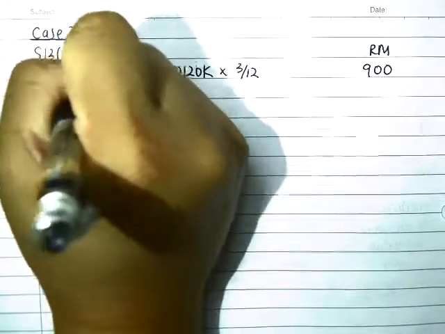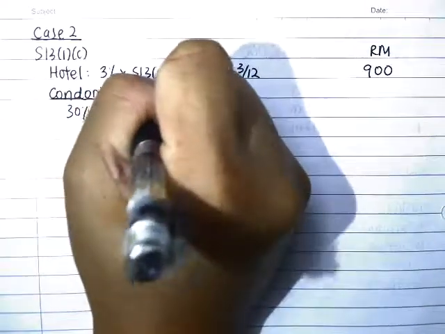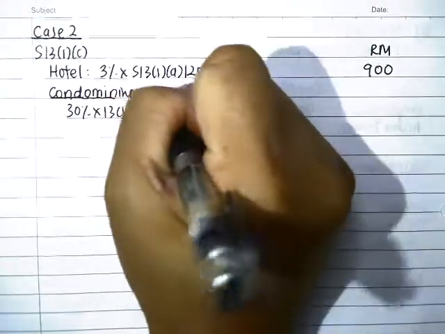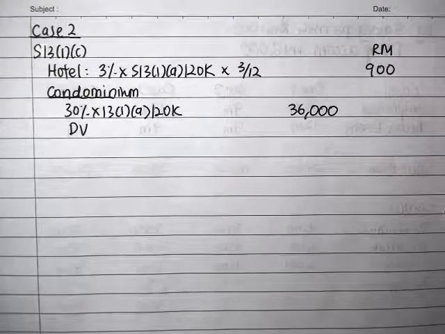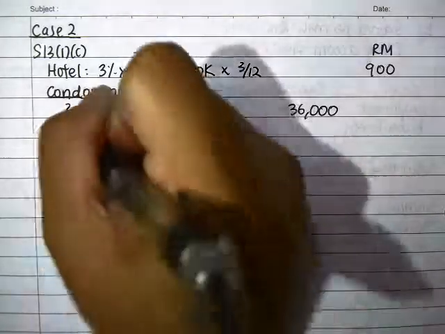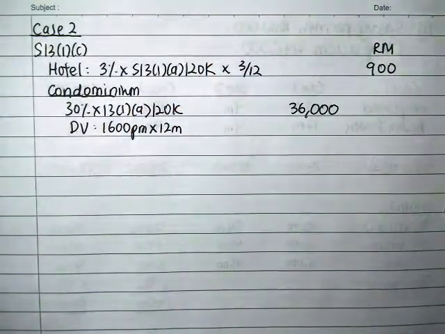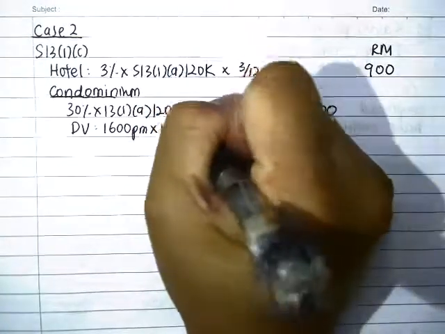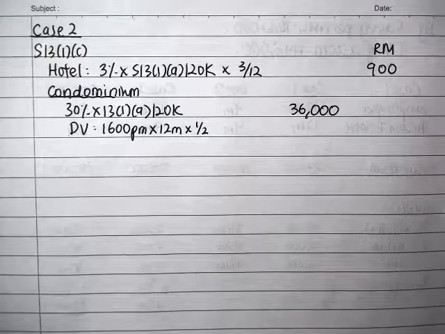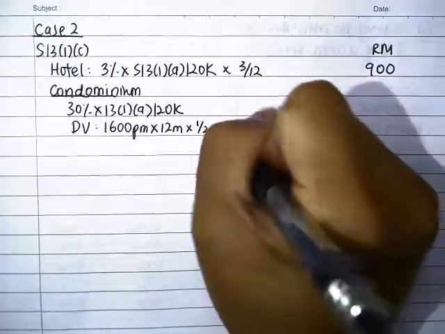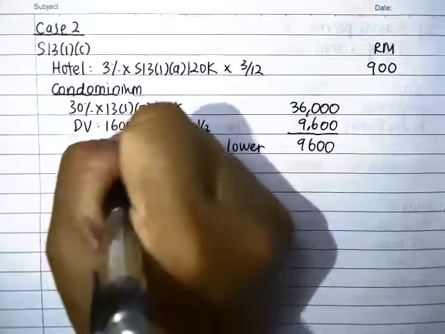Then he's given a condo. Now we're gonna take 30% of 13-1A, which is 120,000, so 36,000. Then we're gonna take defined value. Now this house belongs to the employer, so there's no rental. So when there's no rental, the second one is the rateable value. So you must take 1,006. Now 1,006 for 12 months, and then you share it with another employee, so you apportion it into half. So you're gonna get 9,600, and we pick that as the lower. But then you only stay in the house for 9 months, so you have to time a portion once more.